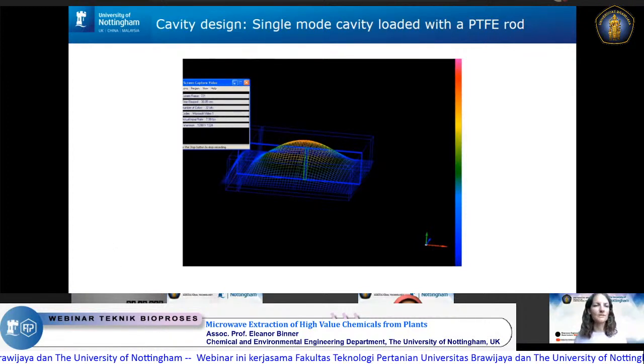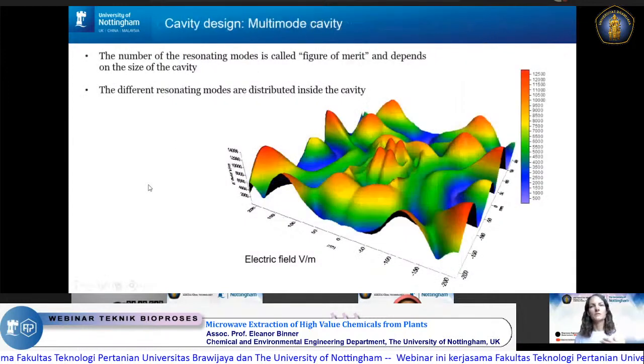So this has implications on scale up. You can scale up to around 900 megahertz, and this brings the wavelength to 30 centimeters. So you can then have a 15 centimeter cavity. Okay, but you have to be aware that you can't just make a bigger one in the same way that you can in some industrial processes.